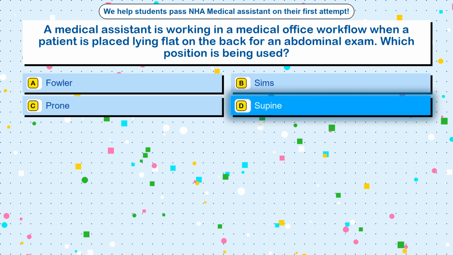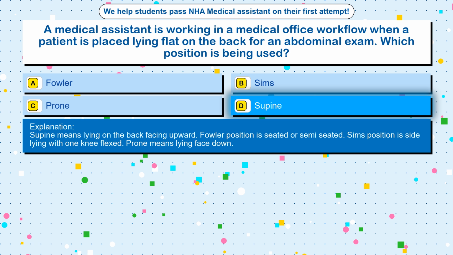Supine. Supine means lying on the back facing upward. Fowler position is seated or semi-seated. Sims position is side-lying with one knee flexed. Prone means lying face down.